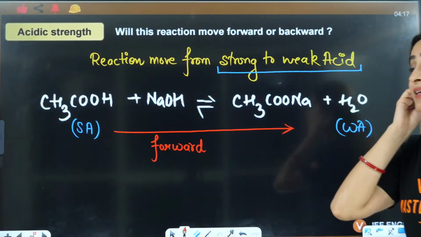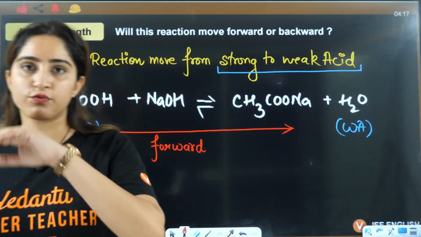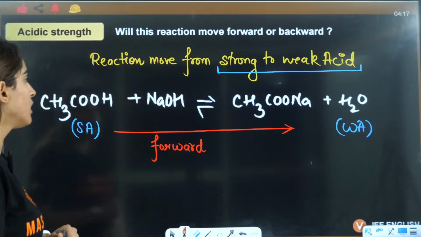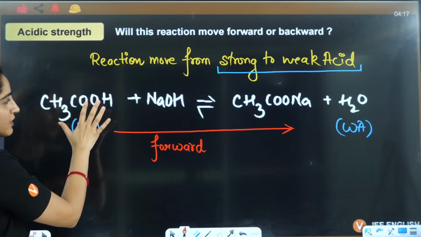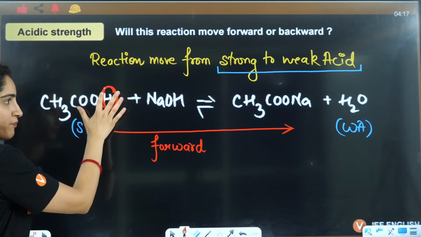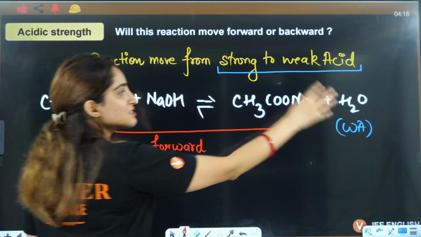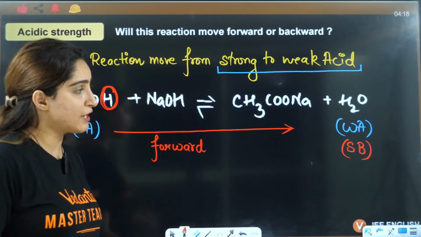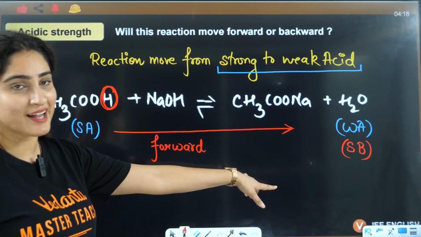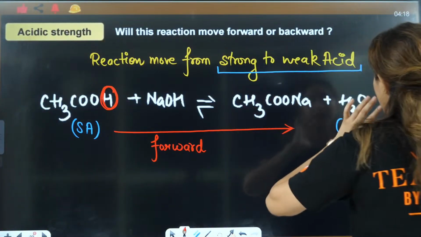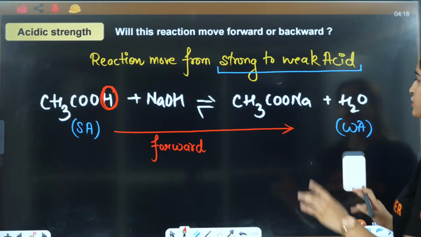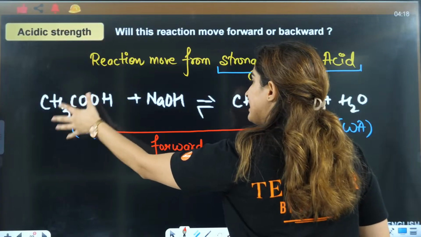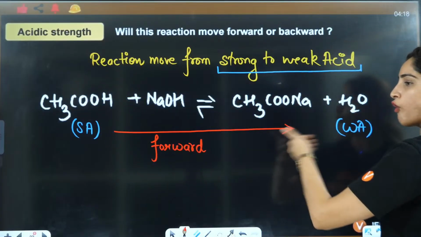Now I'll tell you the reason why I have given you this, that it is from strong acid to weak acid. Why do you need to cram it? Okay, let's understand it. Because see, if it is a strong acid, it would want to lose H positive. If it is a weak acid, it will be a strong base. We know, if it is a weak acid, it will be a strong base. That means it would want to accept the H positive here. So that is the reason if it is a strong acid, it will easily lose. That's why it is moving forward.